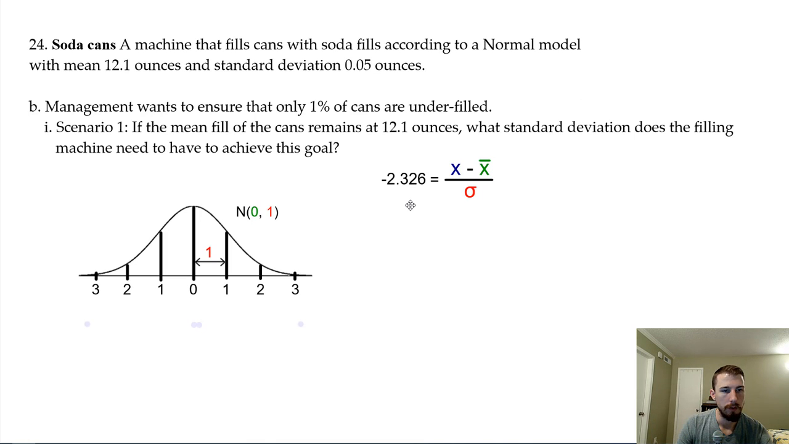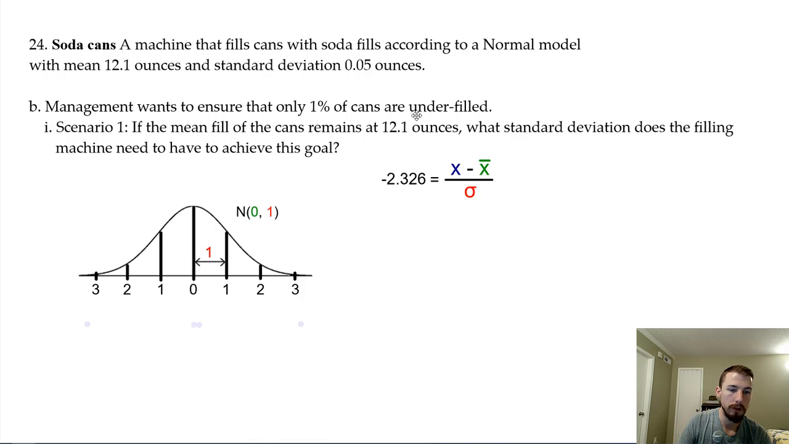So say management wants to ensure that instead of 2.28% or whatever, so instead of 2.3% being underfilled, they want to make sure there's only 1% that's underfilled. So there's two ways they can do that. They can either change the standard deviation or shift the actual mean. So how much more consistent would their machine have to be if they still wanted the setting of 0.5?